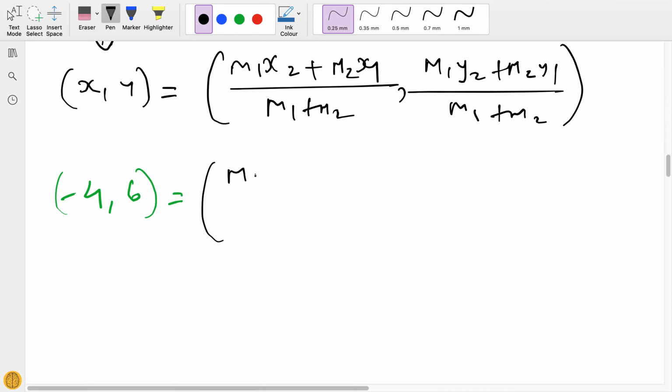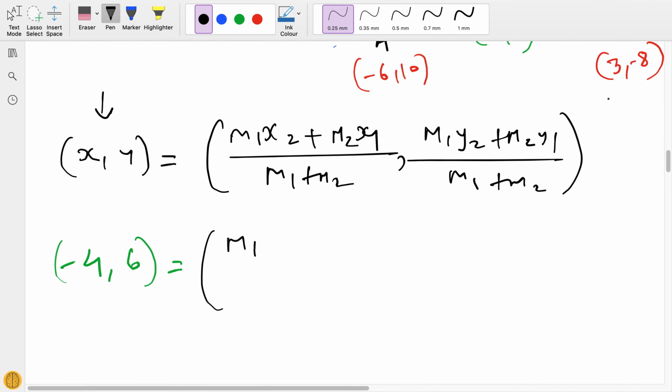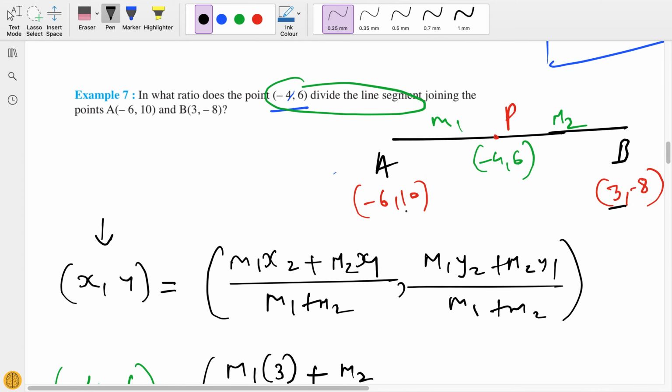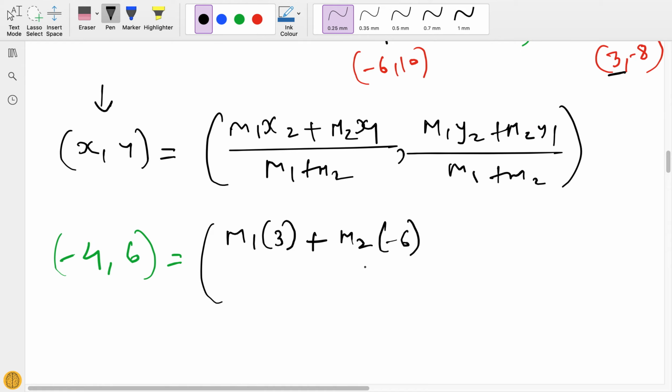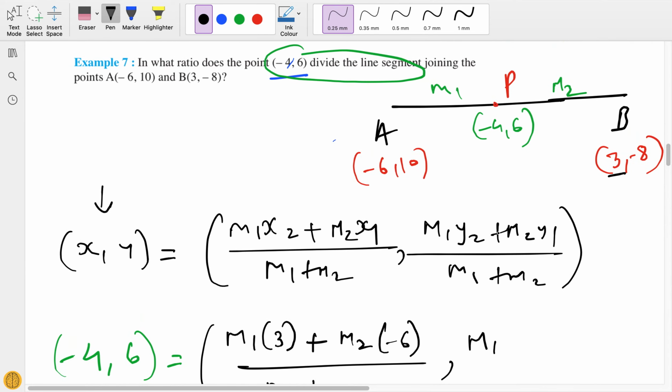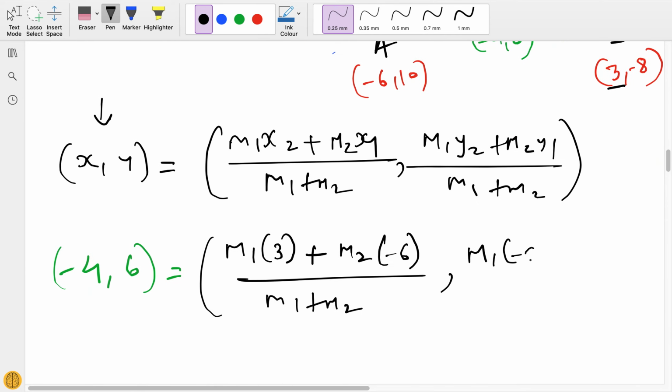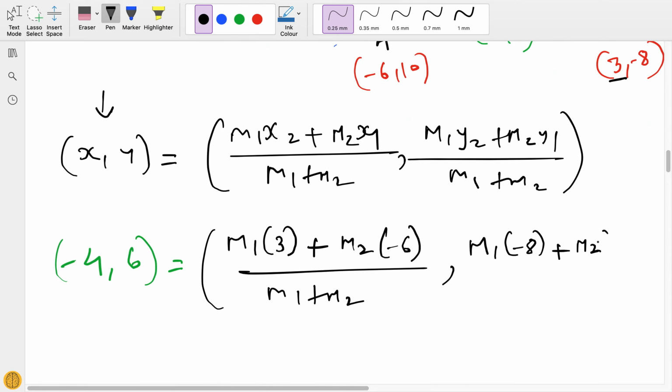We don't know m1. x2 is 3, so m1 times 3. m2 we don't know. And x1 is minus 6, upon m1 plus m2. So let's find the y coordinate. m1 y2 is minus 8 plus m2 y1, and y1 is 10 here, upon m1 plus m2.